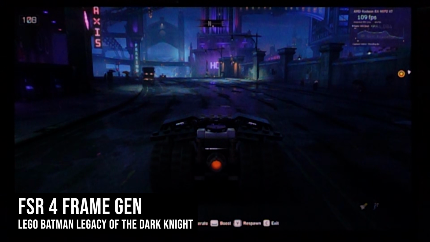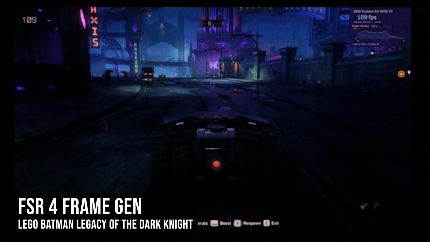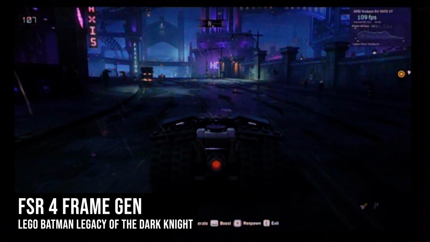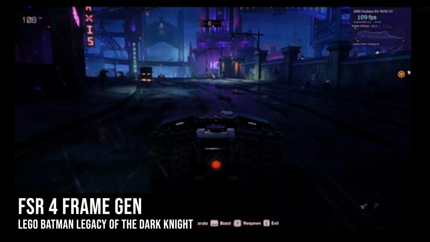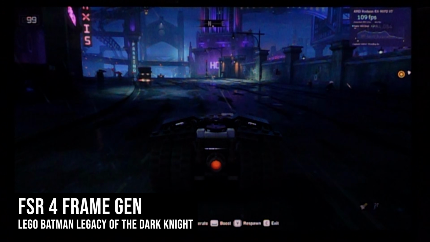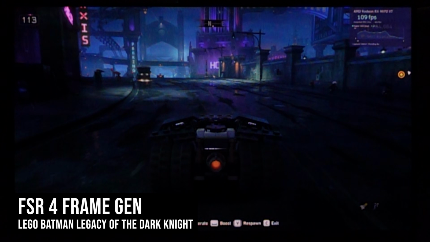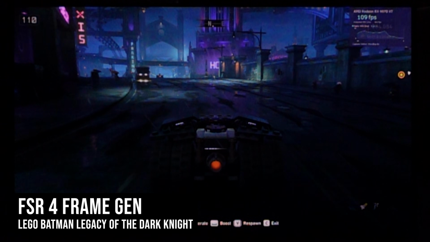When driving forwards, frame pacing was decent for the most part. Again, occasionally I saw double taps here and there, but it isn't the consistent double tapping problem seen in other titles. So this title I would say is more compatible and more usable with FSR Frame Gen enabled.